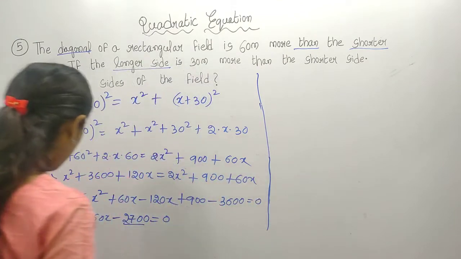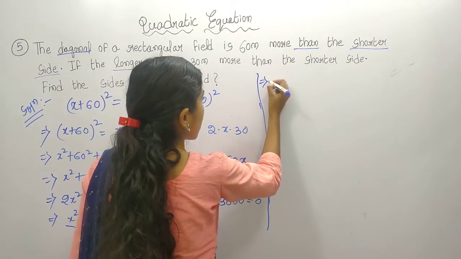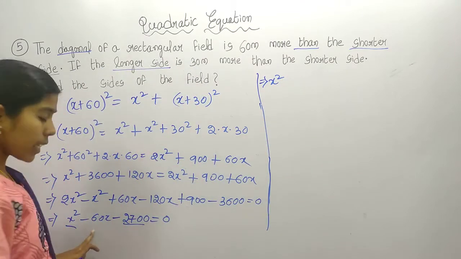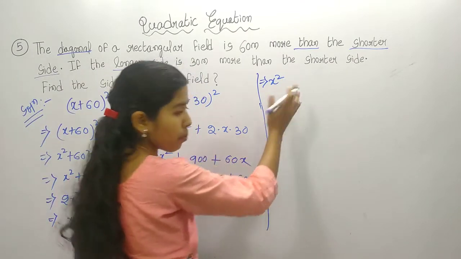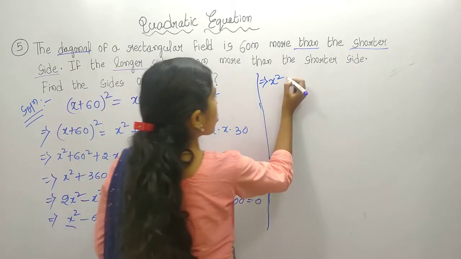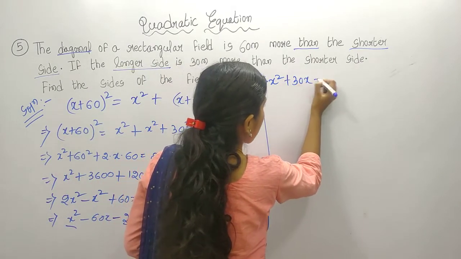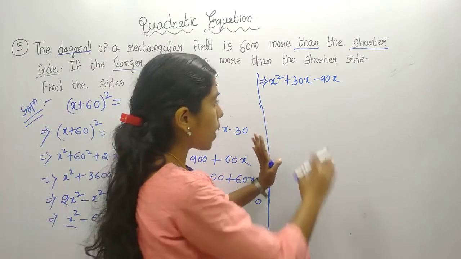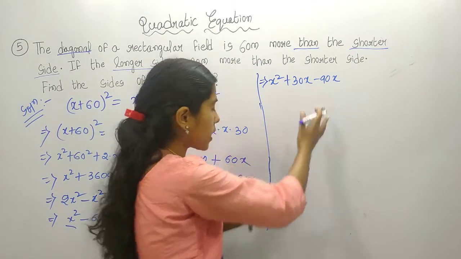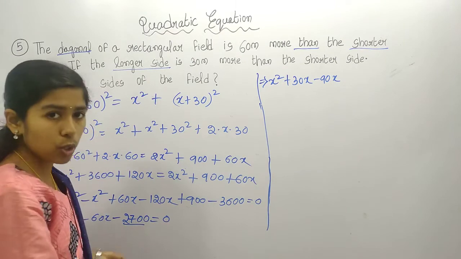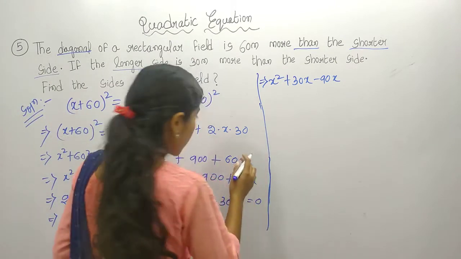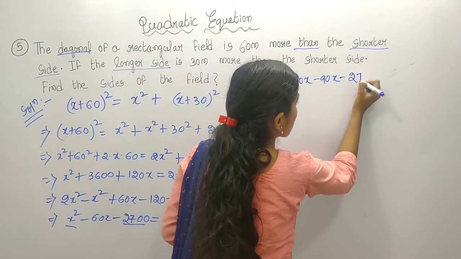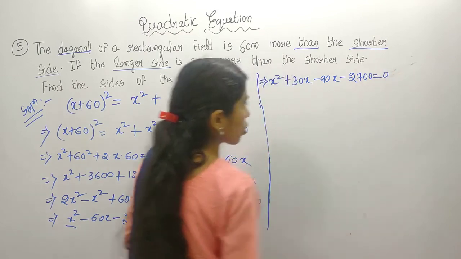So that implies x square. Here you see minus 60 is there, so before the big number you have to put minus. So plus 30x minus 90x is minus 60. If you multiply plus 30 into minus 90, then minus 2700 will come. So these are the two perfect numbers. x square minus 60x minus 2700 equals 0.